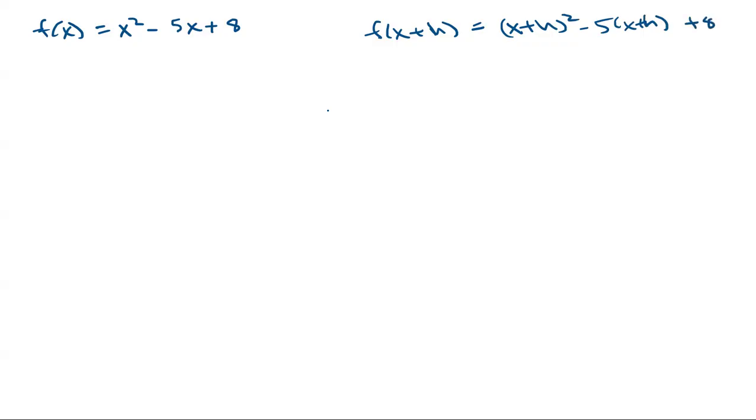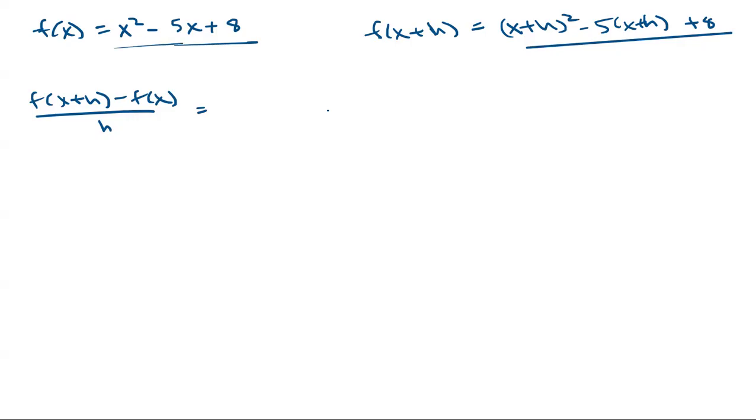Okay. So then we're going to use the difference quotient, which is f of x plus h minus f of x all over h. Okay. And then we're going to replace our f of x plus h by what we just got here, and replace f of x by this information here. Okay. Again, if we do this correctly, then things will start canceling out.